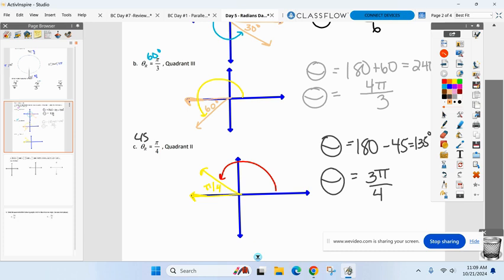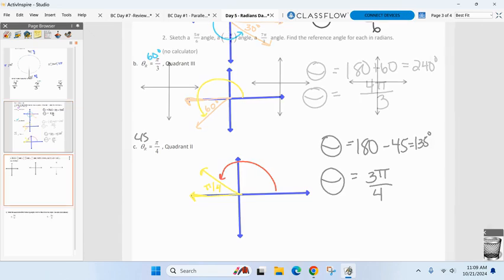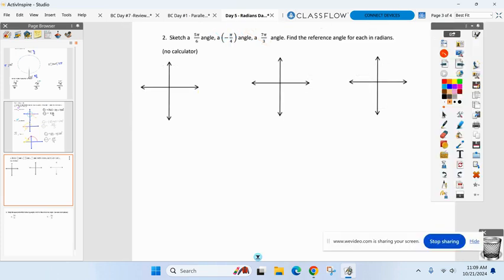We're almost done here. Anything else? Ask away here, if there's something else you want to ask. All right, what else here? All right, sketch the angle. I say no calculator, but if you need it, you can always use it. I'm not going to take it away from you. I love this. I get so fired up when I get to do this.